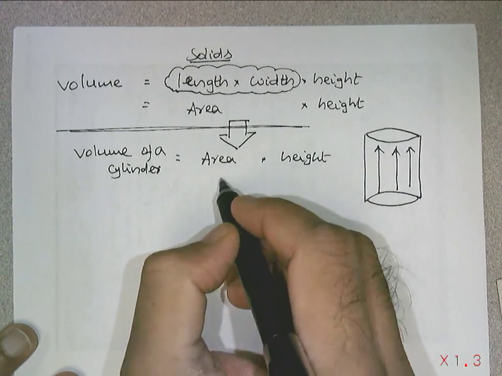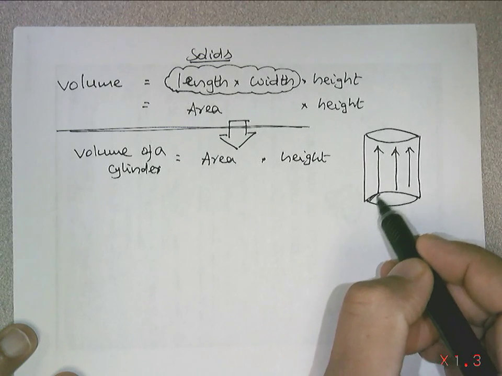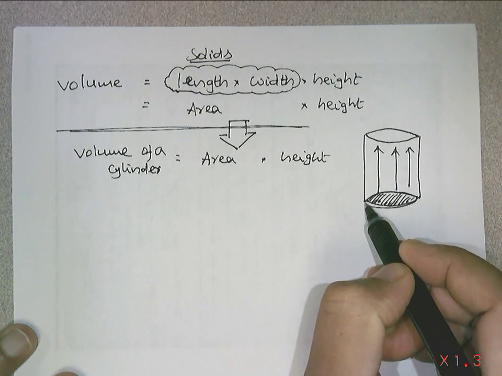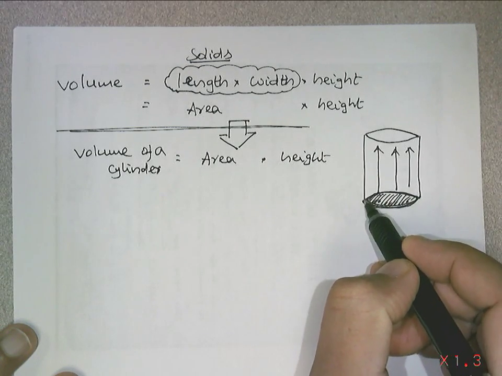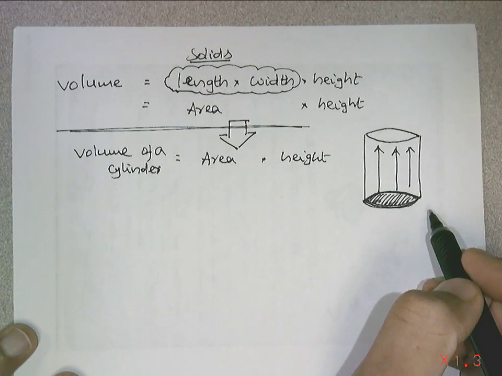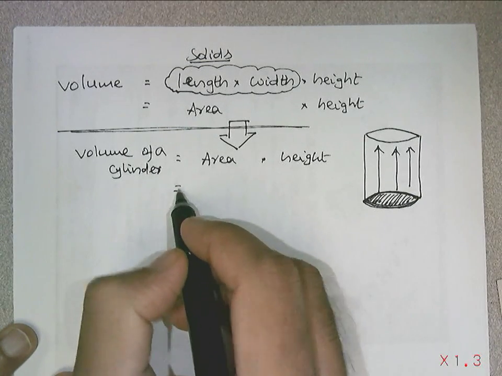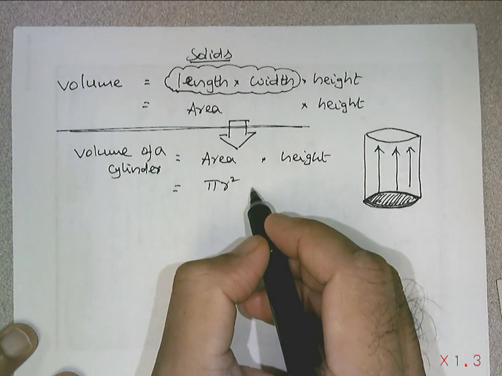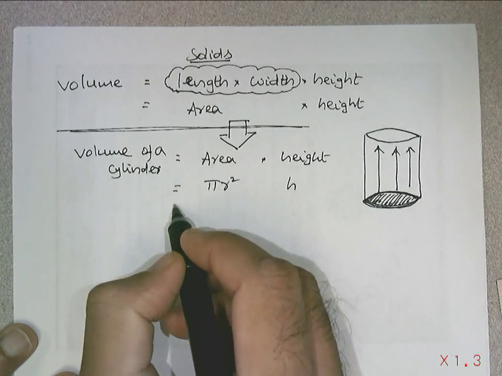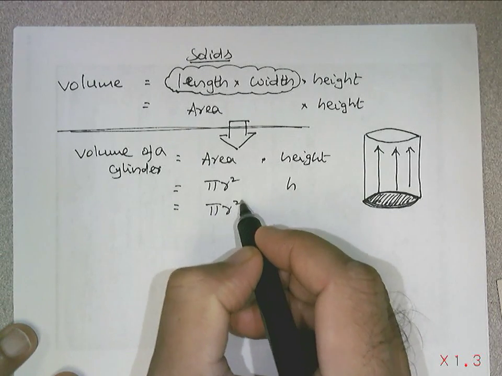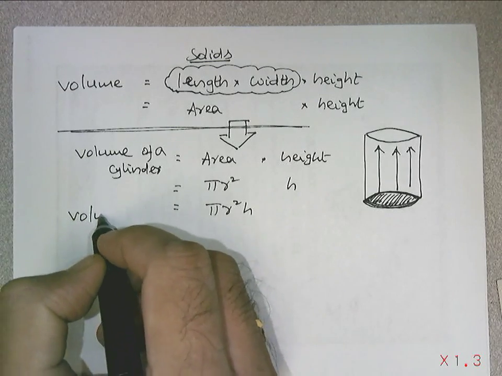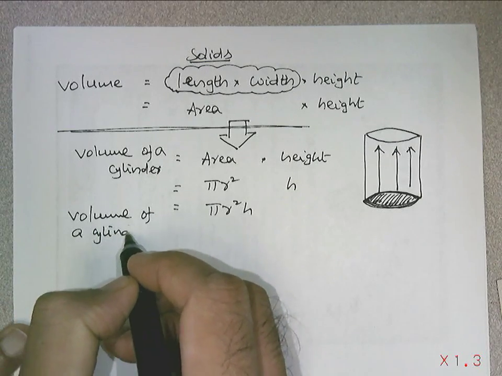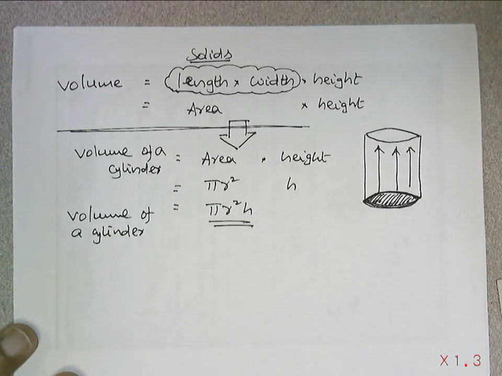Then the area of the base, this is in the shape of a circle. So what is the formula to find the area of a circle? All of us know that it is pi r square, times height h. So as a result, the volume of a cylinder is equal to pi r square h.